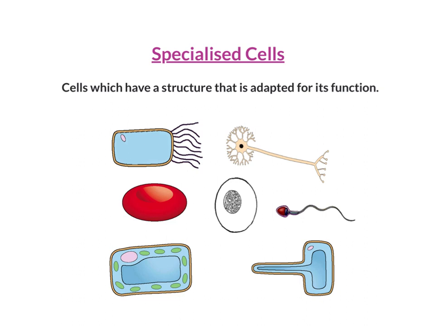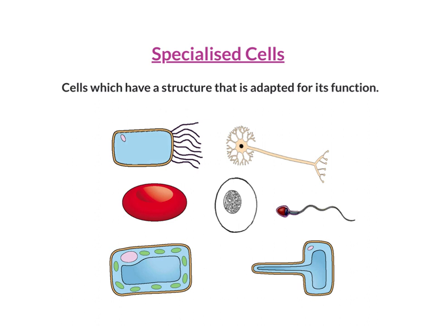So specialised cells are cells which have a structure that is adapted for its function. In other words, they're going to look slightly different than the typical animal and plant cell that we learned. And that's because they have a slight structural adaptation that will help them do its job, help them in their role in the plant or the animal.